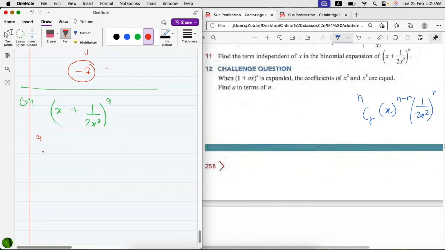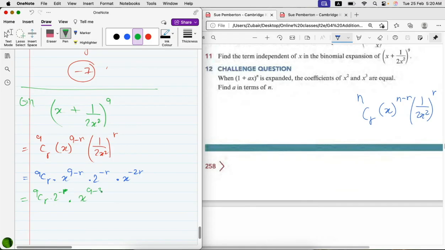So this is 9Cr a^(9−r) b^r. Now I'm separating the numbers and x. 9Cr multiplied with x raised to power 9 minus r, multiplied with 2 raised to power minus r, multiplied with x raised to power minus 2r. Numbers on one side: 9Cr times 2 raised to power minus r, and x on the other side: x raised to power 9 minus 3r.